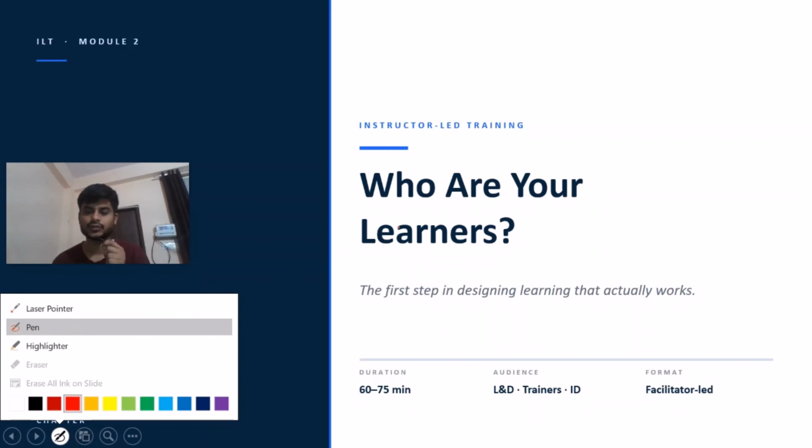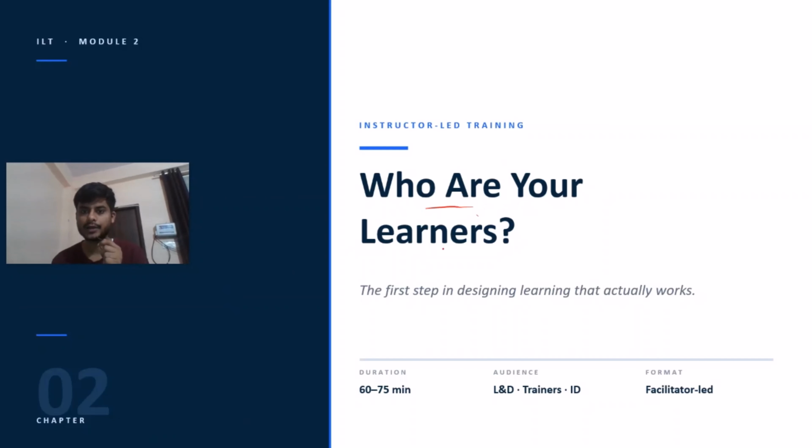Okay, so this is session two. Who are your learners? In the first session, we understood the skill gap. It can be a skill gap, a motivation gap, and five different types of gaps, and how to fulfill those gaps. Here we are continuing the same, this is the same about learners.